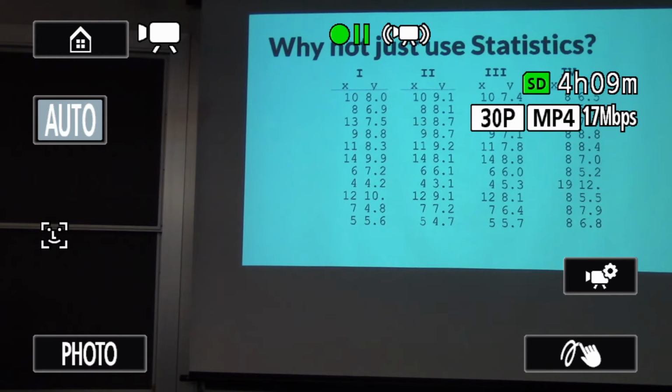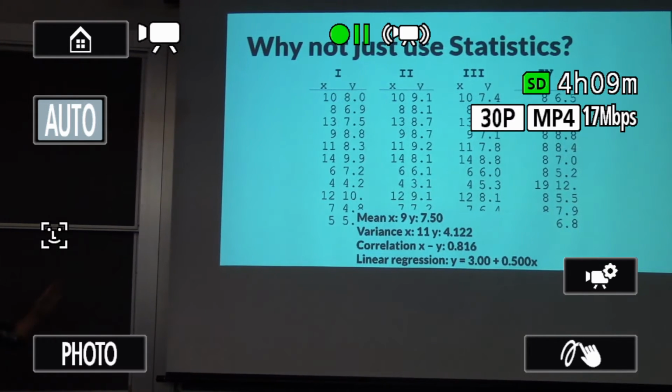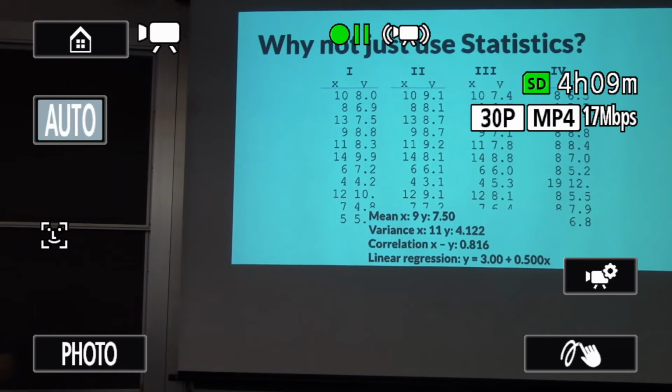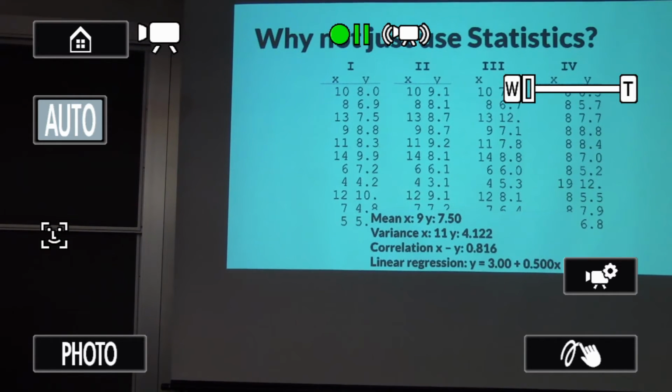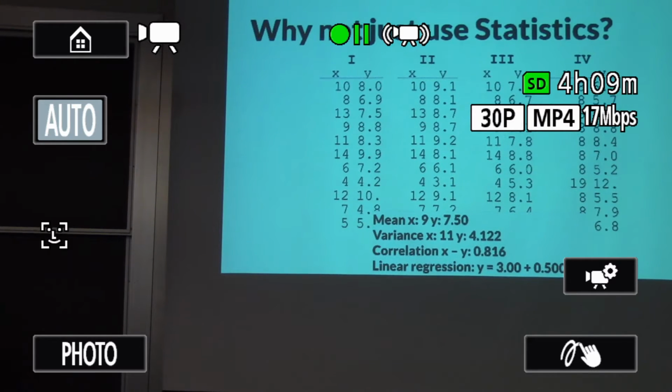So let's run a couple of typical descriptive statistics on that. So we have a mean of X of 9 and a Y of 7.5 for all of those 4 data sets. We have a variance of 11 for X and 4.1 for Y. We have a correlation of 0.8. We have a linear regression that is again identical for all of those 4 data sets. So if you just run standard descriptive statistics, for all intents and purposes, those data sets are identical.